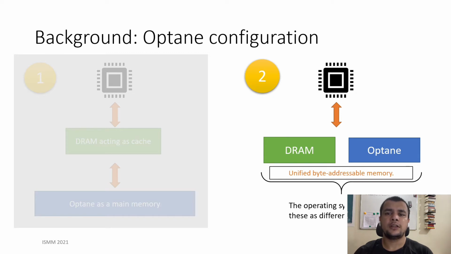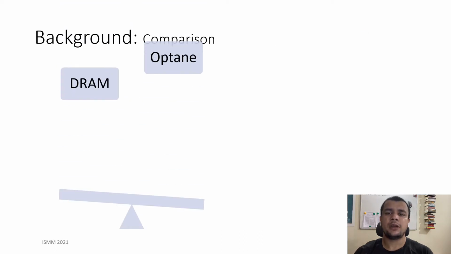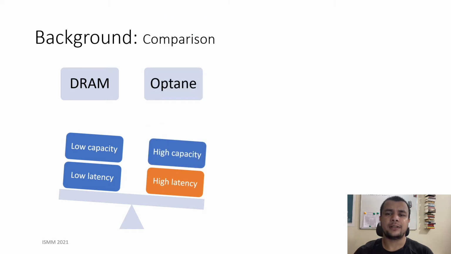In this setting, the Optane memory shows up as a CPU-less NUMA node in the operating system. We use this setting in the paper. Here is a brief comparison of DRAM and Optane. DRAM has a relatively low access latency, however, also a low capacity compared to Optane. On the other hand, Optane has a high access latency, but also a high storage capacity, along with the persistence guarantees that it comes with.